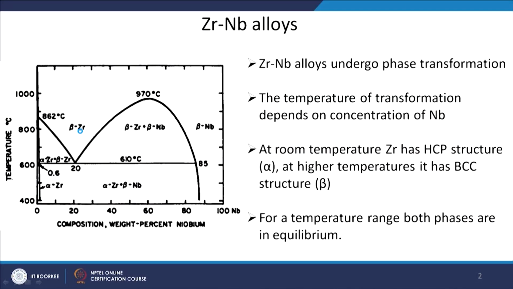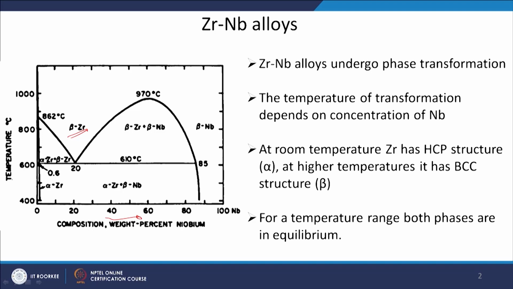There is a phase diagram shown here for zirconium niobium alloys. Niobium is increasing in weight percent in this direction, and on the y axis you have temperature. It has two different phases. The alpha phase, which is stable below 600 degrees Celsius, has an HCP structure, that means hexagonal close pack structure, and the beta zirconium, which is stable at higher temperatures, has a body centered cubic BCC structure.